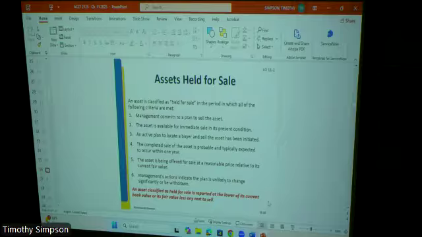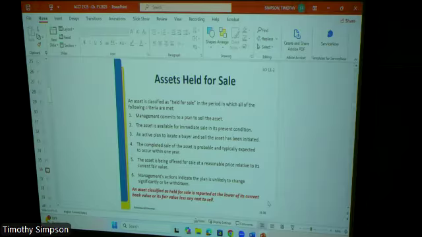Number one, management commits to a plan to sell the asset. In other words, the board has met and said, okay, we're going to get rid of the property, and the asset's available for sale in its present condition. It doesn't need to be upgraded. It's ready to go right now. A buyer and seller could get together right now and make this thing happen. There's a plan to find a buyer.